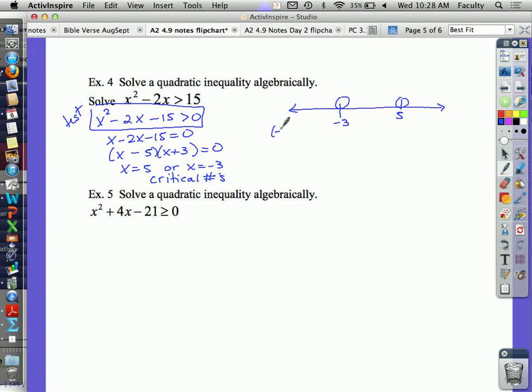So let's pick -4. I have -4 squared minus 2 times -4 minus 15. And I want to know if it's greater than 0. So I get 16 plus 8 minus 15. Can you tell that's positive? We don't really care what number it is. We just need to know, is it positive or negative? Okay. Then let's check our 0. That gives me -15 greater than 0. That's false. And then let's pick a number to the right of 5. Let's say 6.